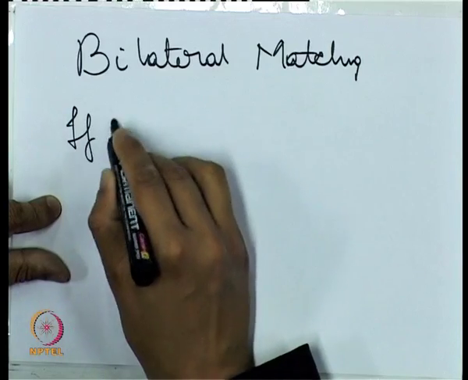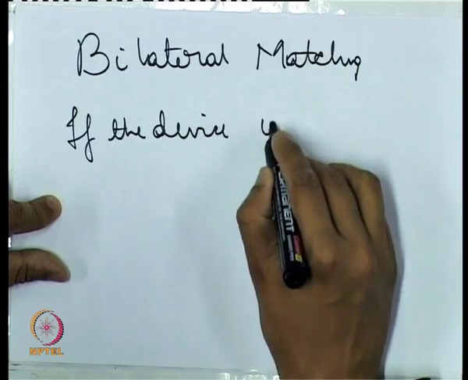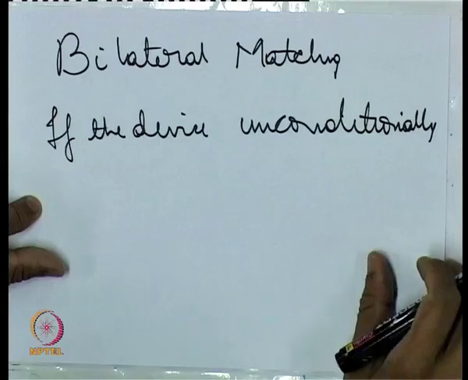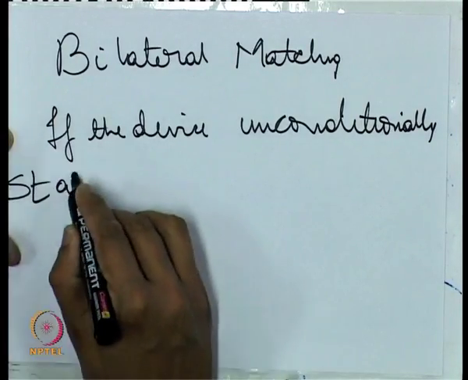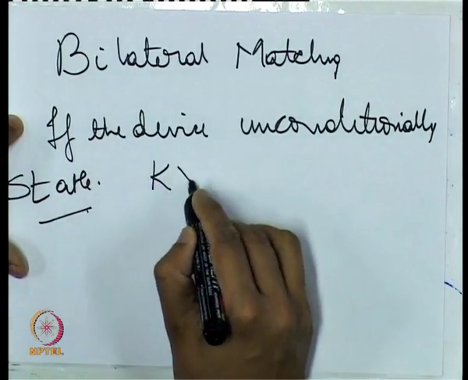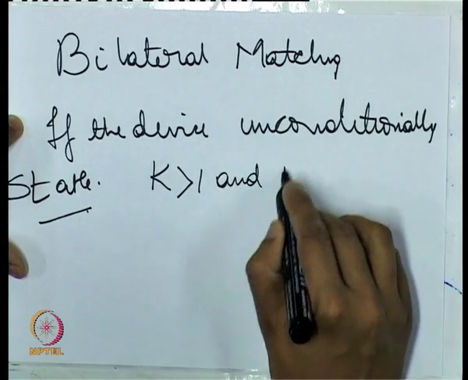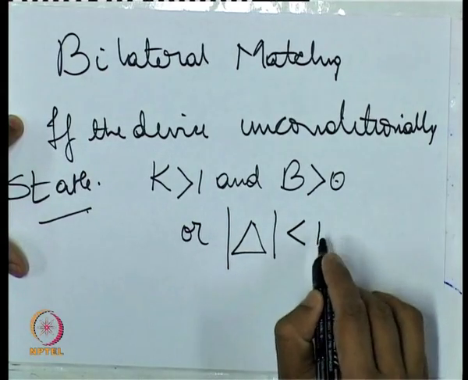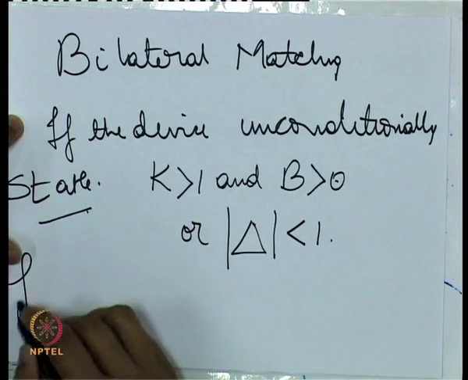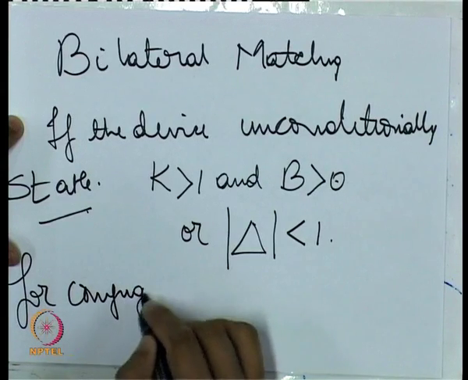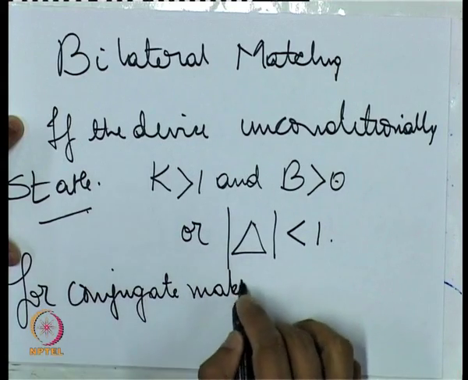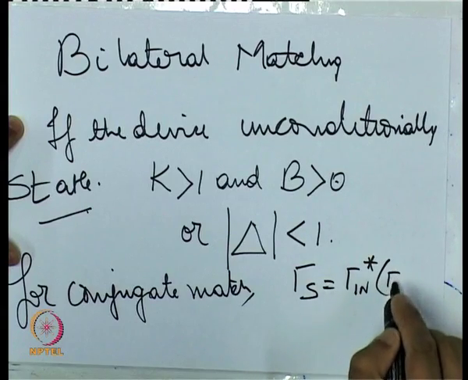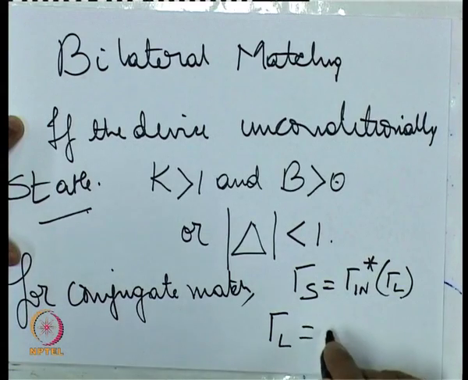Now, if the device is unconditionally stable, that is k greater than 1 and b greater than 0, or delta less than 1, then for conjugate match we have to have gamma S equal to gamma in conjugate, and gamma L should be equal to gamma out conjugate.